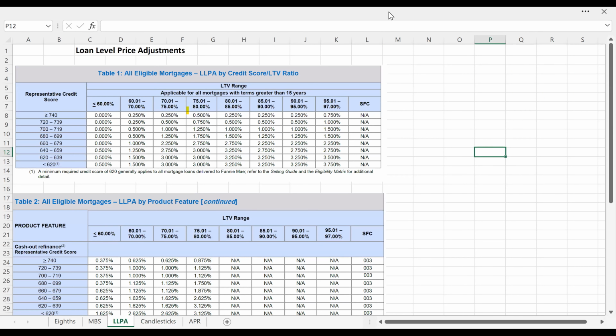LLPAs, we're going to move fast. Who is not familiar? Be honest with me. Who is not familiar with this chart right here?